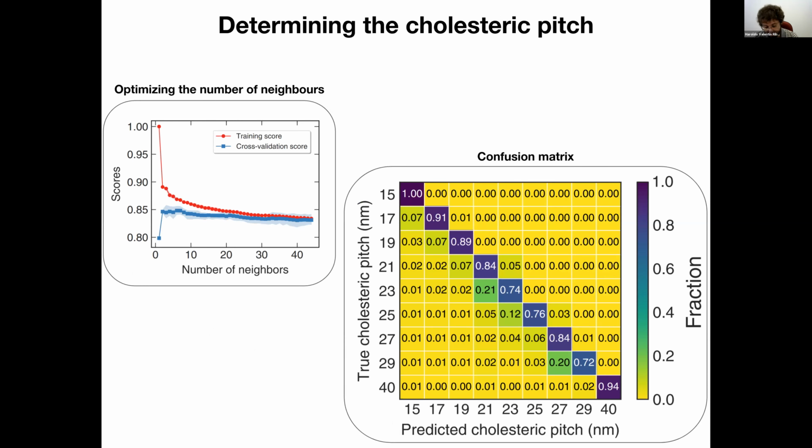And we did that. So we trained our KNN model, and then we estimated the confusion matrix. I need to say that we also optimized the number of neighbors, more or less that's what I am showing here.